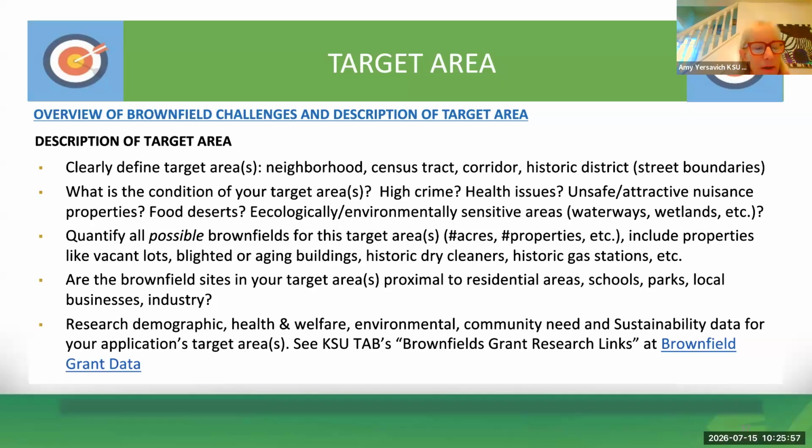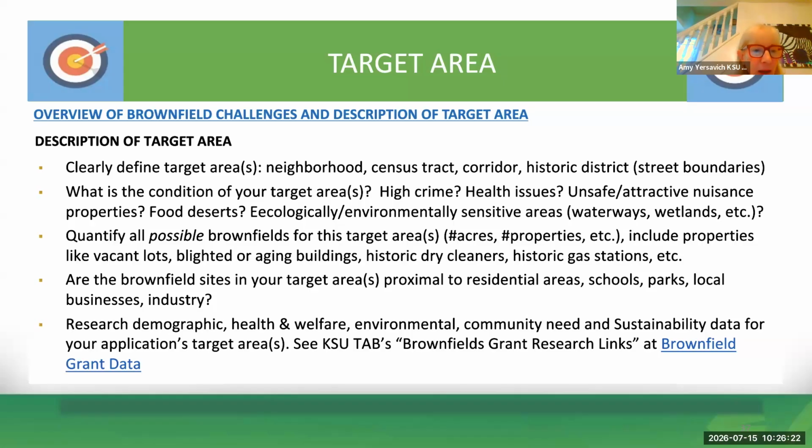And this is just a little bit of what you want to do in your target area. As I mentioned, you want to clearly define it. If it's not a census tract, if it's not a zip code or a corridor, at least give street boundaries. You want to make sure that it's really clear what that target area is. The reviewer needs to know that if you want to make it easy on them, and that it's just super clear what your target or target areas are.